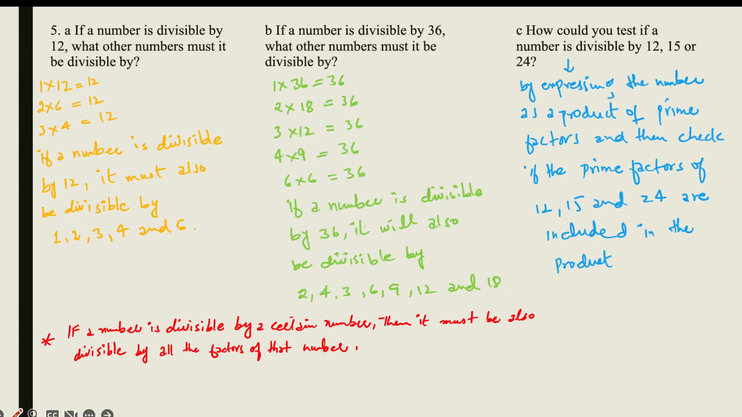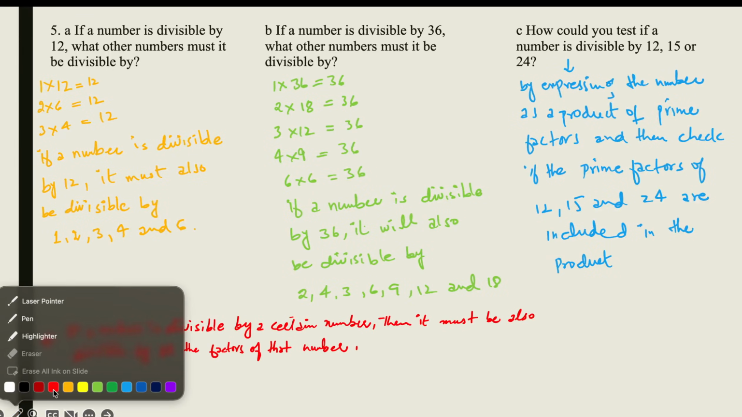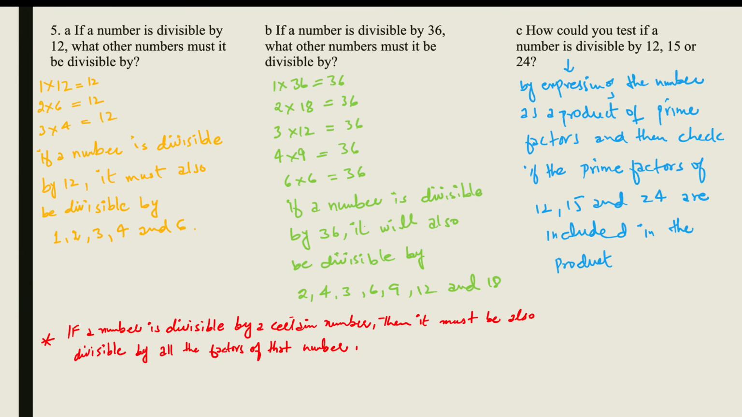We are going to solve question number 5 of the exercise 10. Question number 5 has 3 parts. The very first part asks, if a number is divisible by 12, what other numbers must it be divisible by?